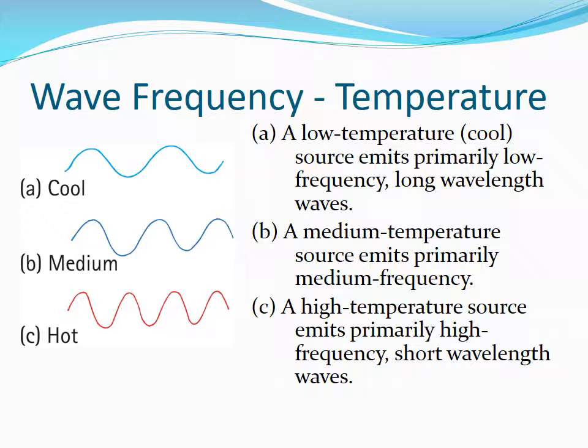A low temperature or cool source emits primarily low frequency, long wavelength waves. A medium temperature source emits primarily medium frequency waves. And a high temperature source emits primarily high frequency or short wavelength waves.